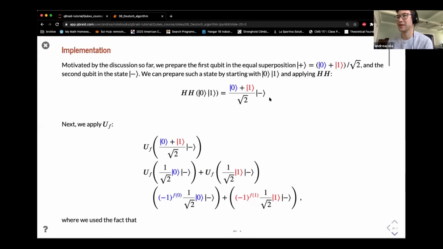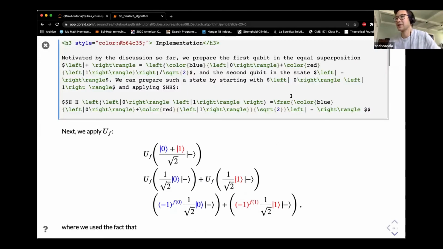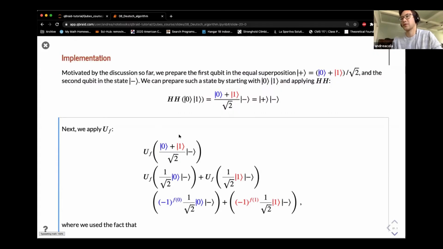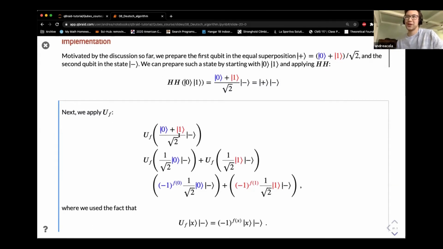So we have this state ket plus, ket minus. Let me just reiterate here. Right, so this is ket plus, ket minus. And now the next thing we do is we apply U sub f. So we make our one query that we're allowed to make to U sub f. What happens now?